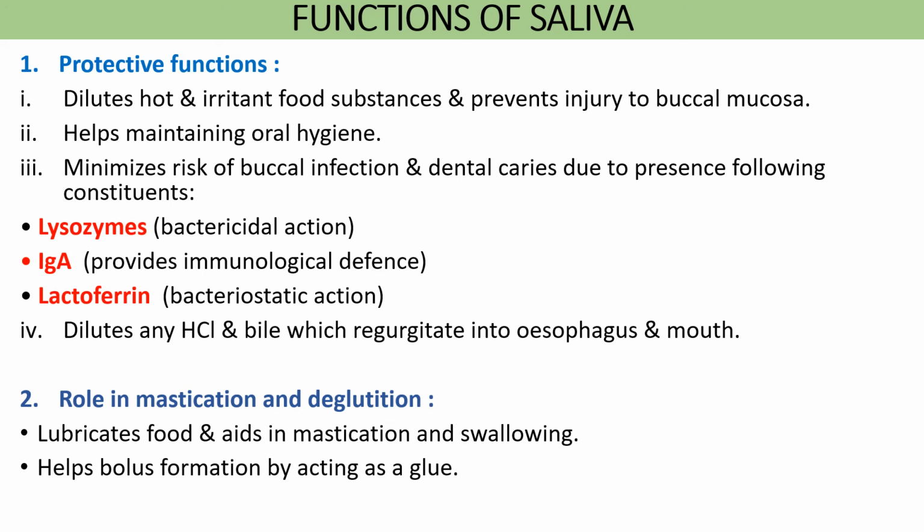Now, saliva also helps to dilute any kind of hydrochloric acid or bile which may sometimes regurgitate into the mouth from the esophagus. So, if by chance there is some amount of acid or bile present in the mouth, the saliva makes sure that it provides protection by neutralizing the acid.